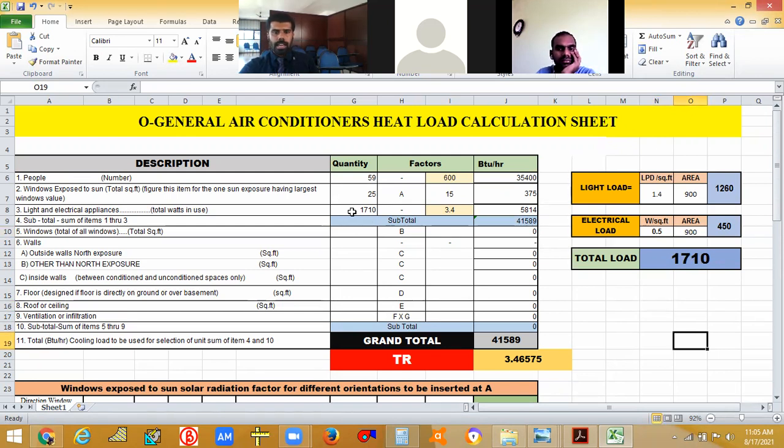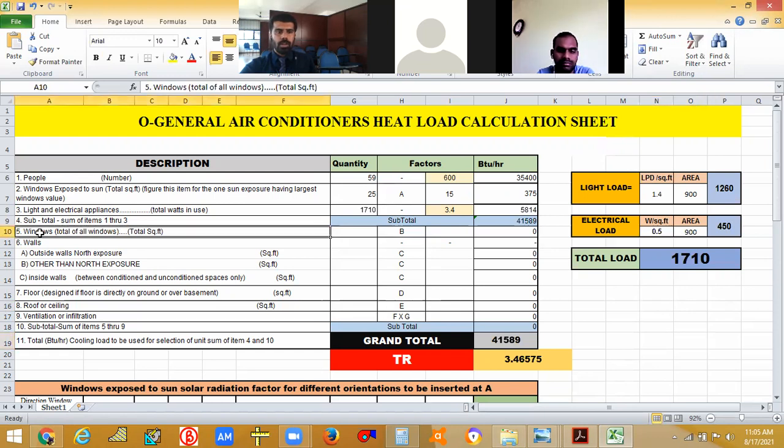When it is multiplied with 3.4, you will be getting our answer in BTU per hour. So 5814 BTU per hour for light and electrical appliances. Now coming to the fourth one, it is subtotal, and automatically it will add 1, 2, and 3, and you will be getting the total value here.